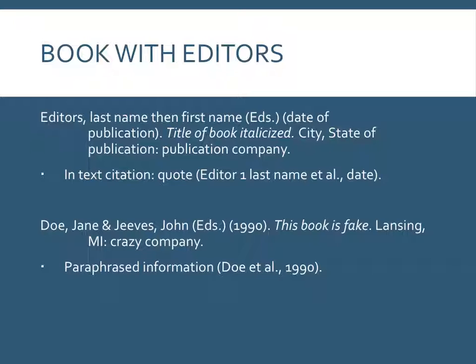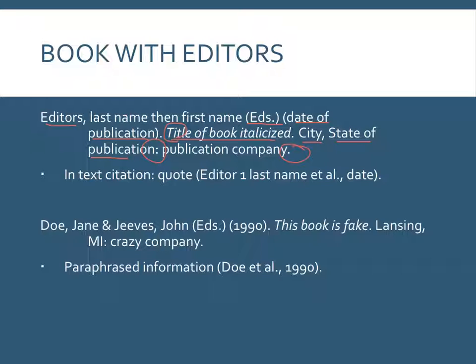What you'll see with the citation there is that you'll list the editors first, and it will be the last name and the first name. And you'll list all of the people who are involved, and then you're going to put editors in parentheses afterward to indicate that they are editors and not authors. Then you'll notice that we have the date of publication in parentheses, the title of the book italicized, but notice only the first word is capitalized, the city of publication, the state of publication, a colon, and then the publication company, and that will be capitalized. It will close with a period.